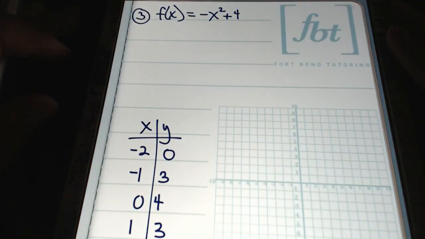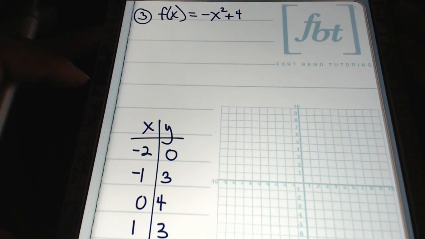Let's look at problem number 3, guys. Problem number 3, we have the following. We have f of x equals the opposite of x squared, negative x squared, plus 4. And we want to see algebraically first whether or not this is an even function, an odd function, or neither. Okay, it could be neither an odd function or an even function. We don't know. Let's figure it out.